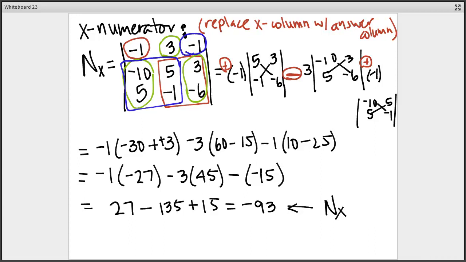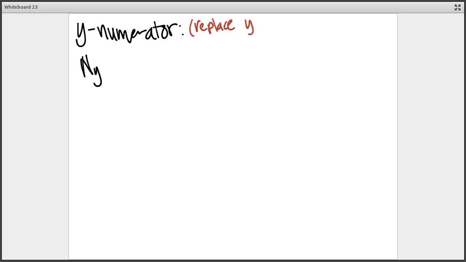All right, next step is y numerator. Why, oh why is she making us do this, is what you're thinking. I know. That's all right. You'll be fine. Y numerator. If you remember from section 3, we labeled this with a capital N with a little sub y, and how we found it was you replace the y column this time, so the second column, with the answers. So with the constants that are on the right-hand side of the equal sign.